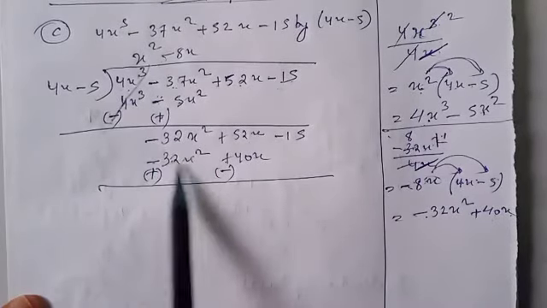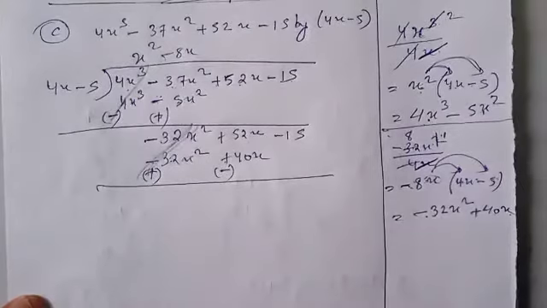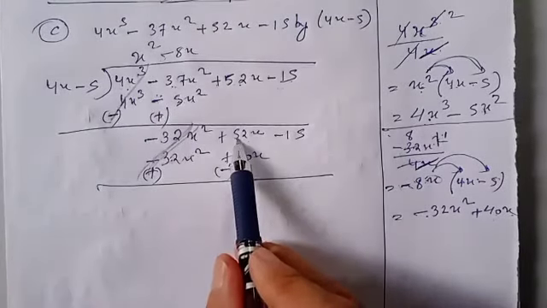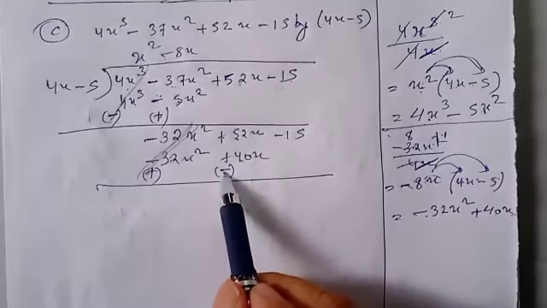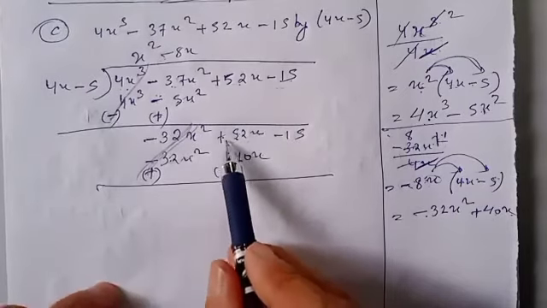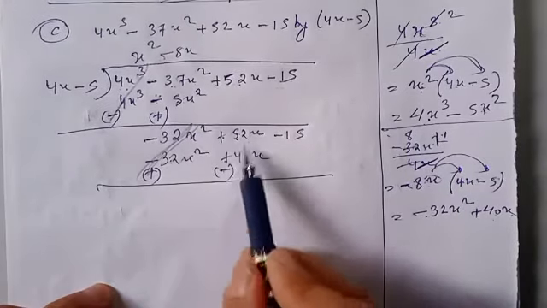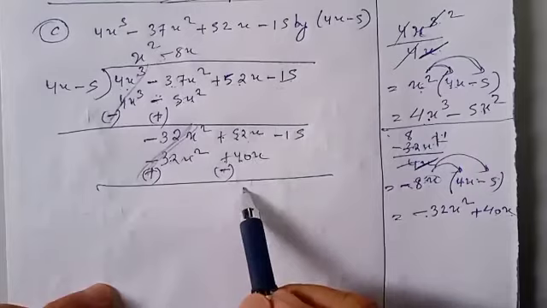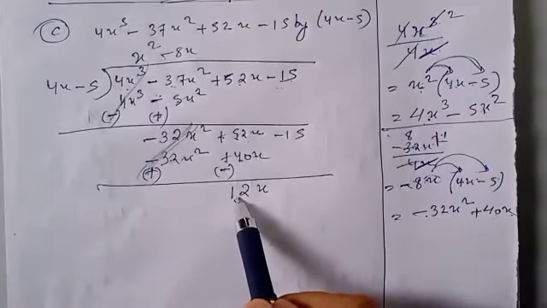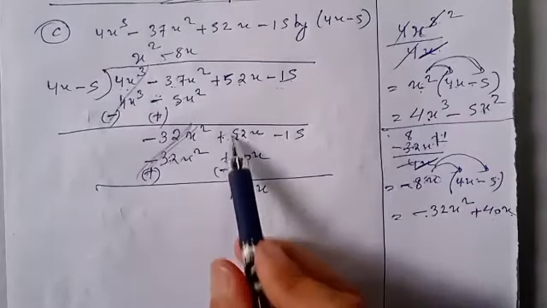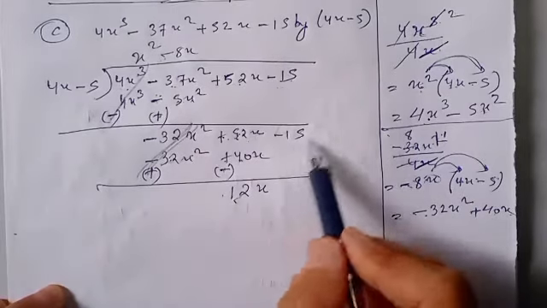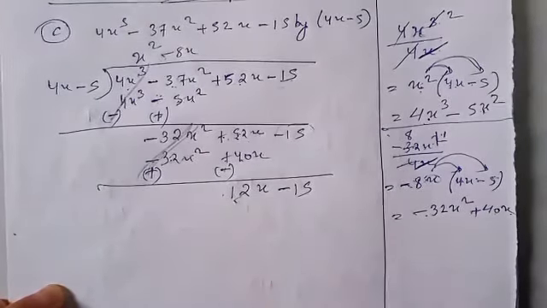Then here, 32x squared and 32x squared, same. One is minus and one is plus, so same number with opposite signs, and we can cancel. Now 52x, this is plus, and 40x, this is minus. Not the same number, we can't cancel. So plus into minus is minus: 52 minus 40, 2 minus 0 is 2, 5 minus 4 is 1, so 12x. Between plus and minus, the greater number is 52, which is plus, so no need to write minus. Now remaining we have only minus 15, so you write minus 15.